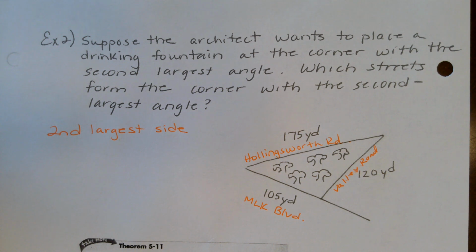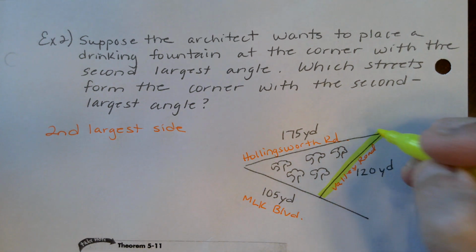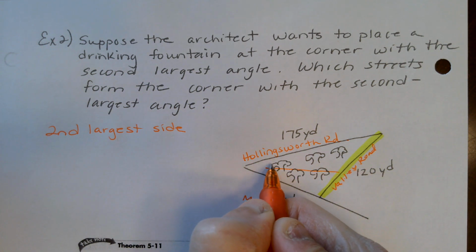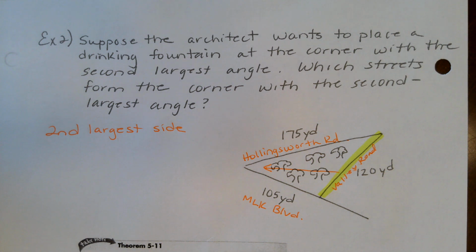All right, I'm going to get my highlighter. Let's look at our numbers here: 105, 120, 175. This is clearly the second largest side. So the second largest angle would be across from it. It would be this angle right here.